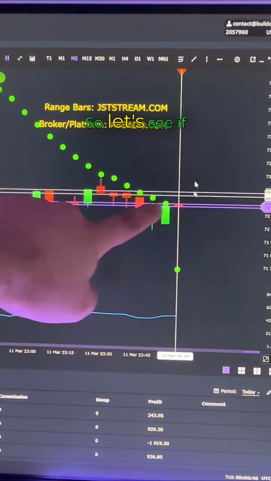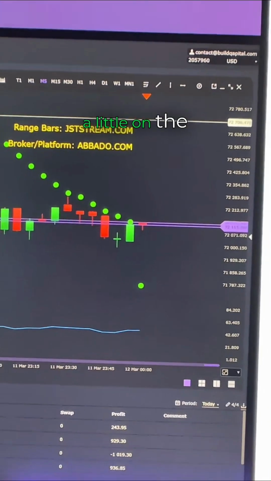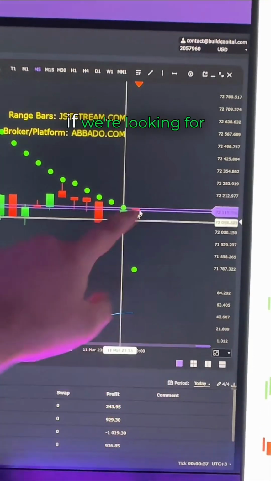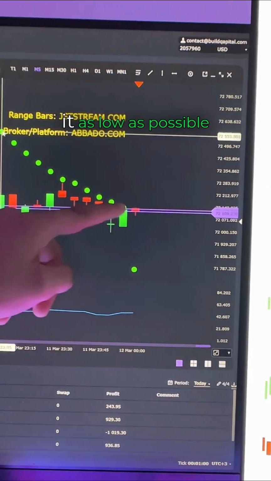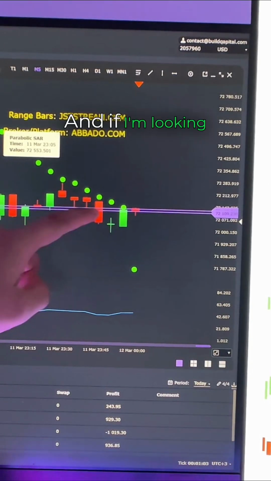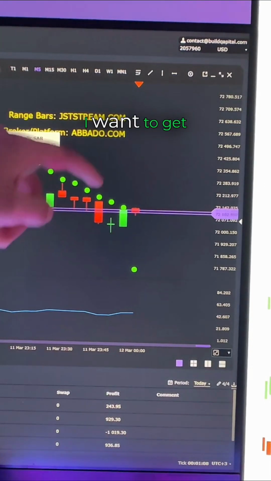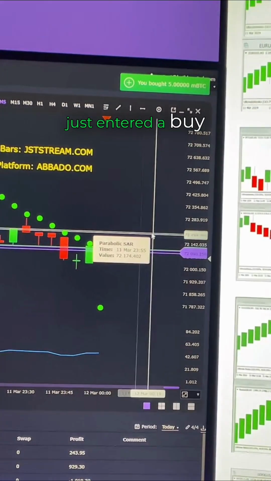All right, so let's see if we can get a better price because we have moved up a little on the chart here. So let's see if we can get a better entry, because if we're looking for a long position, so a buy trade, I want to get it as low as possible, right? And if I'm looking for a short position or a sell trade, I want to get it as high as possible. There we go. So we're pushing down now. So I'm going to go ahead, and I just entered a buy trade right here.